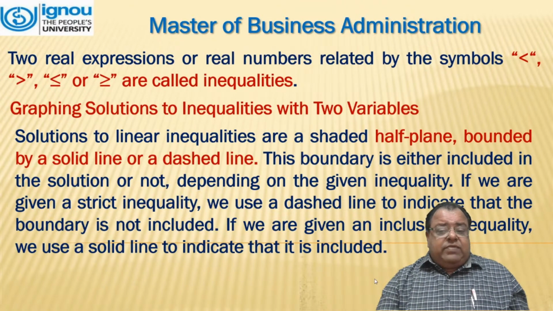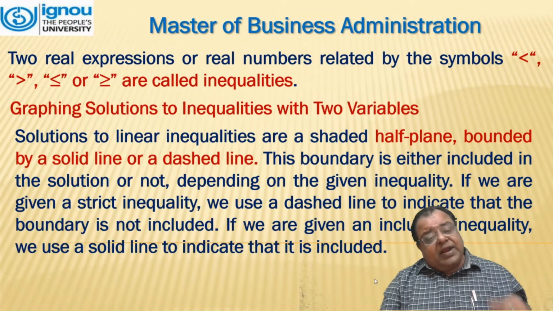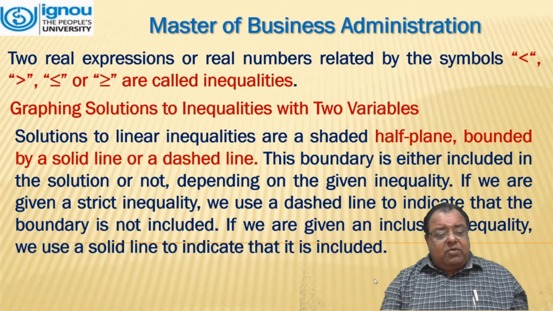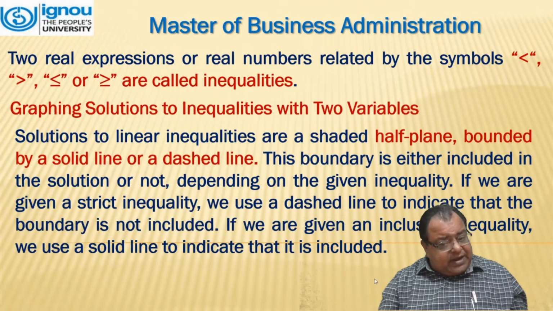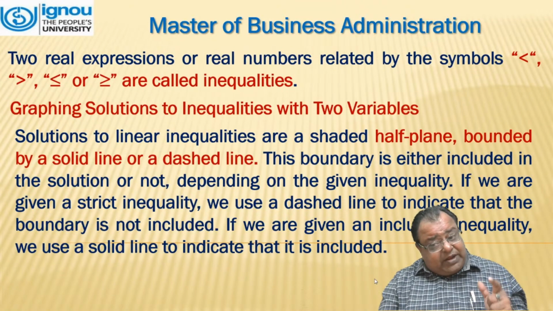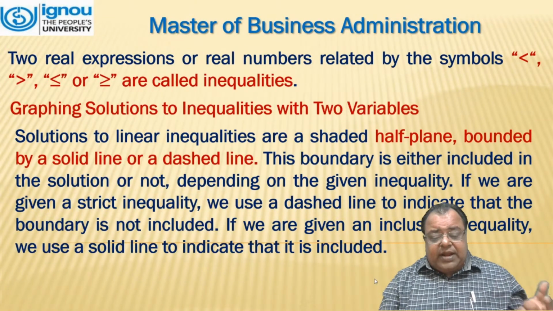Graphical solution to inequalities with two variables. The solution to linear inequalities is a shaded half plane bounded by a solid line or dashed line. In our case, it will be a solid line because we will be using the greater than or equal to sign or the less than or equal to sign. This boundary is either included in the solution or not, depending on the given inequality. If we are given a strict inequality, we use a dashed line to indicate that the boundary is not included. And if we are given an inclusive inequality, we use a solid line to indicate that it is included. That is only done when the case is less than or equal to or greater than or equal to.